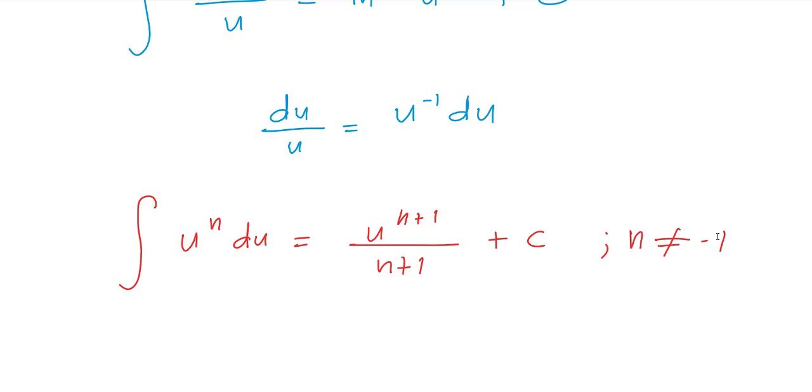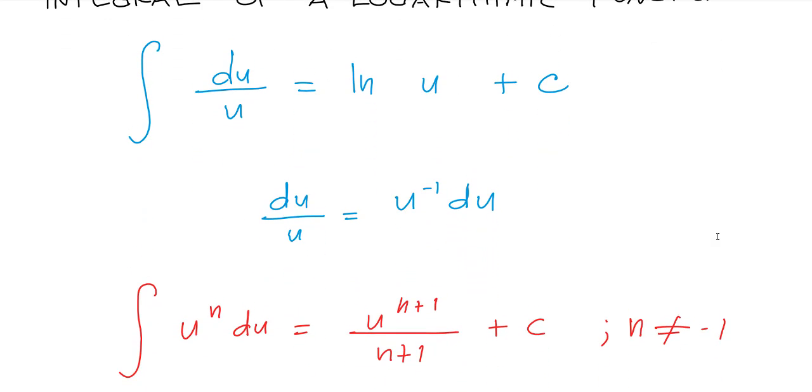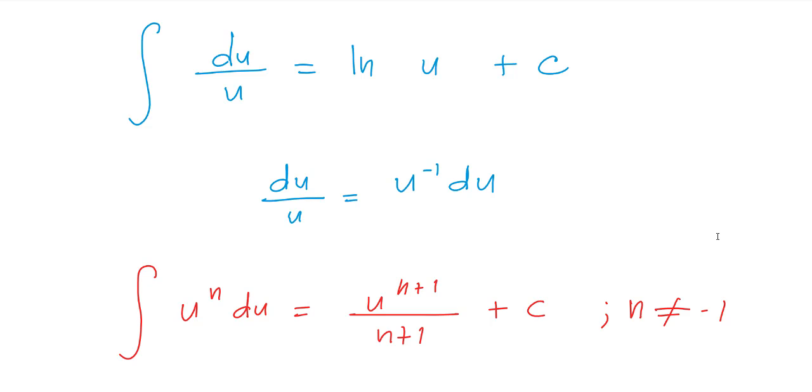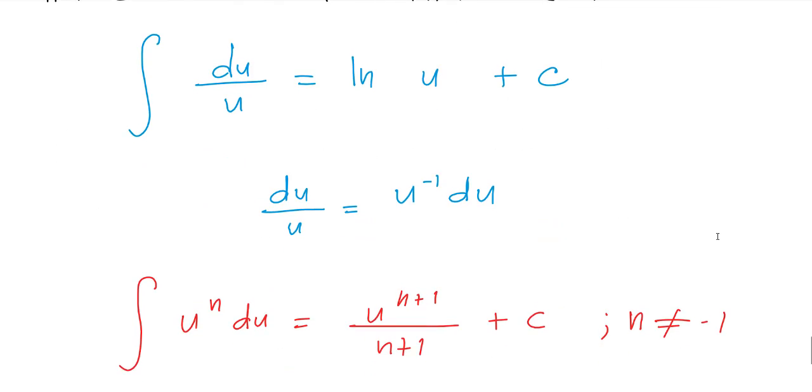So for our integral of logarithmic functions, it follows this form, wherein the exponent is equal to negative 1. So if the exponent is equal to negative 1, we can use this formula, or the integral of a logarithmic function formula. So let's have an example for that one.